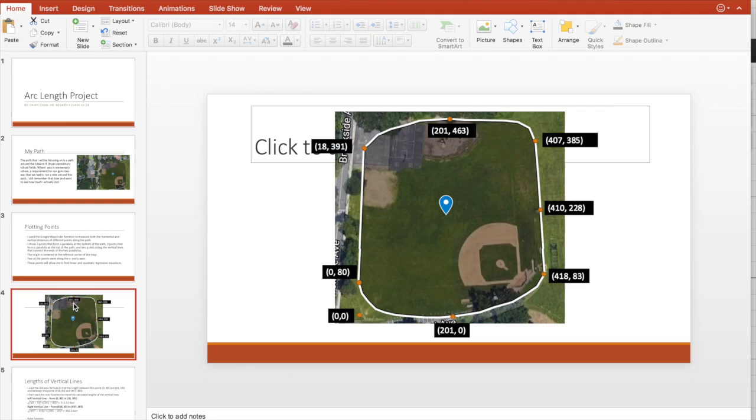Then, I used the Google Maps ruler function to find the coordinates for different points along the path. I marked the origin as a point in the leftmost corner of the picture, a little below the leftmost corner of the running path. From there, I used the ruler function to find the vertical and horizontal distances from the origin to the other points.